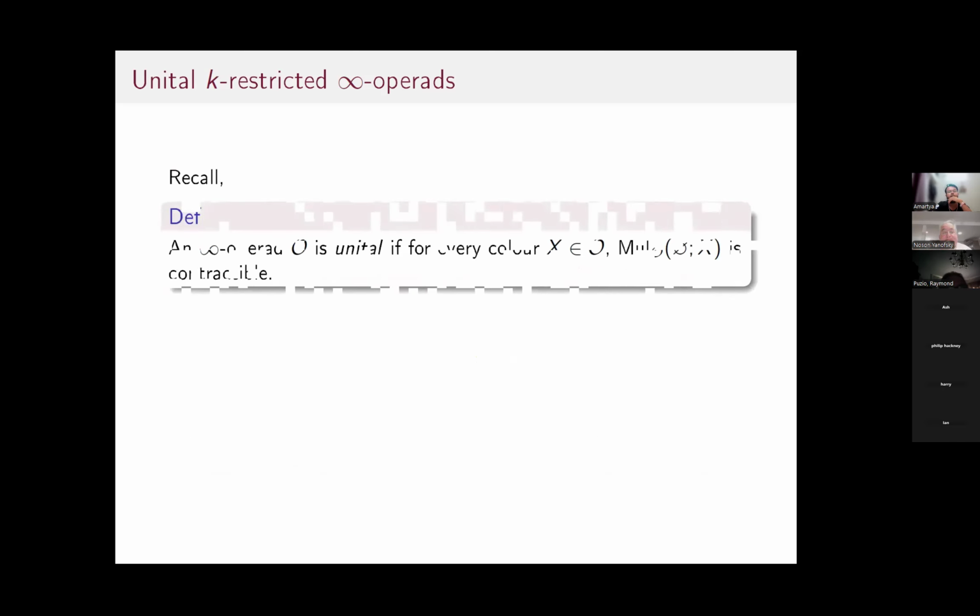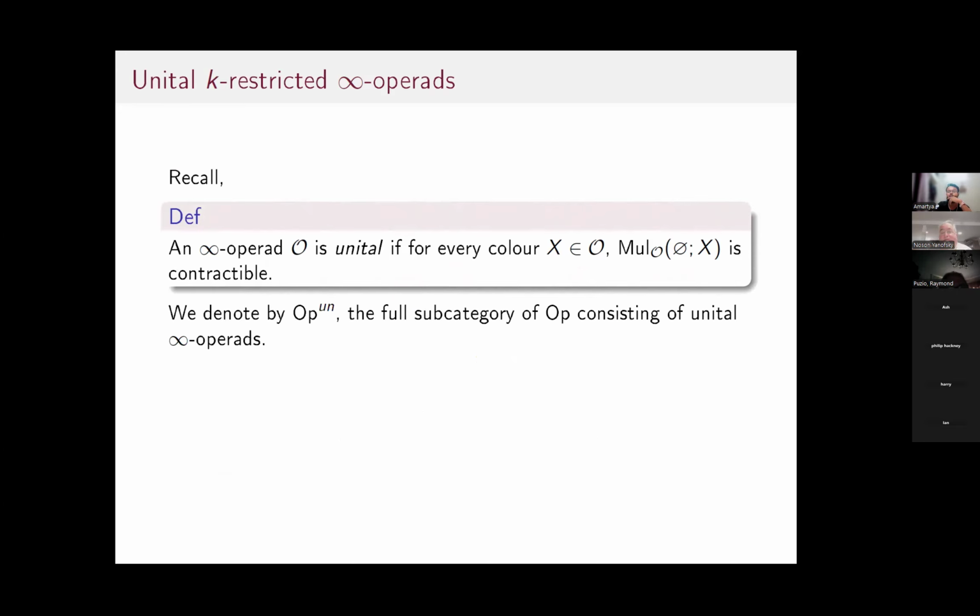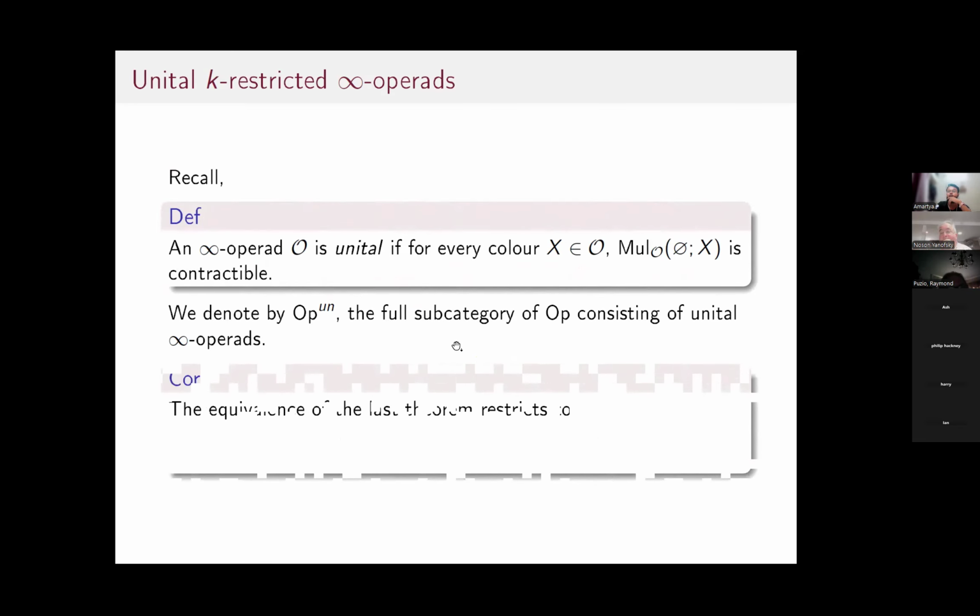Right. So this is something that I'll probably get to when I start writing. Just recall what it means for an operad to be unital. We denote the full subcategory of Op consisting of unital infinity operads by Op^un. And then basically the last term that we saw, so you have a restriction. This is important: this Op^un is going to be complete Segal presheaves over Ω^c.